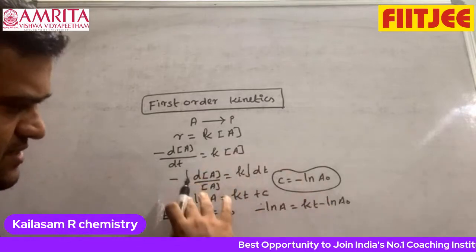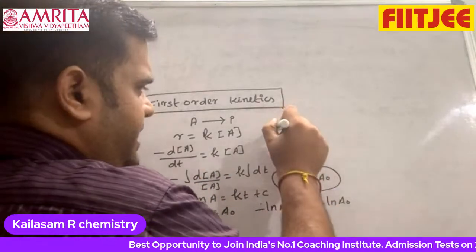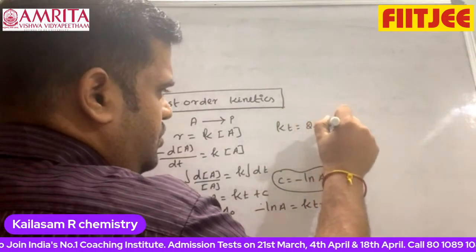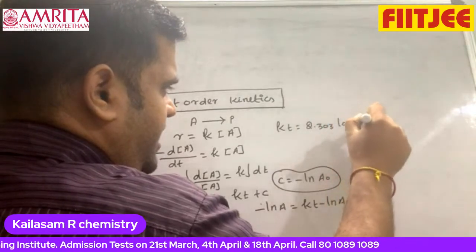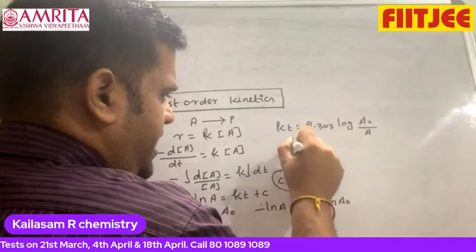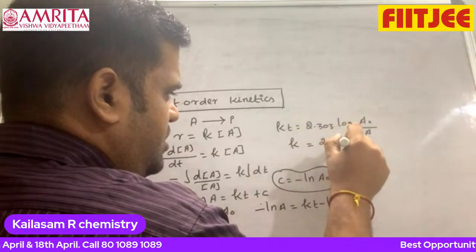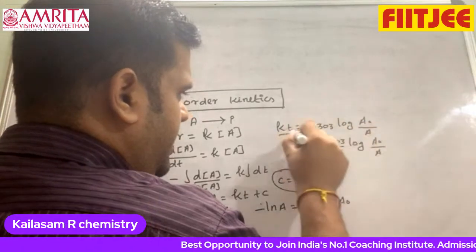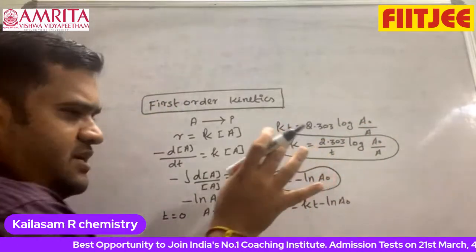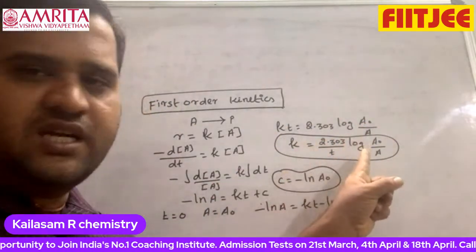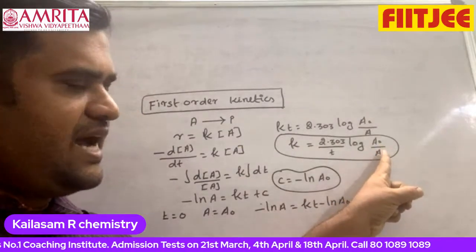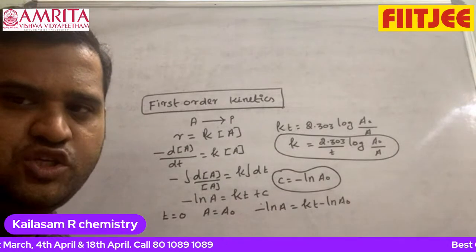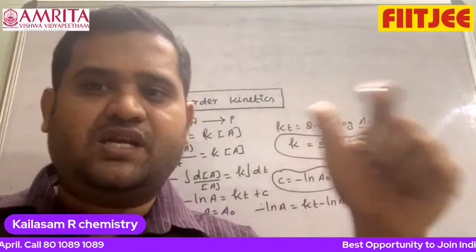Now if I am taking this side, look at this, kt is equal to 2.303 log of A naught by A. Therefore K is equal to 2.303 by T log of A naught by A. This is the derivation of the rate constant of first order kinetics. What is this A? That means the unreacted A at time t. That's very important. K is equal to 2.303 by t log A naught by A. A naught is the initial concentration.